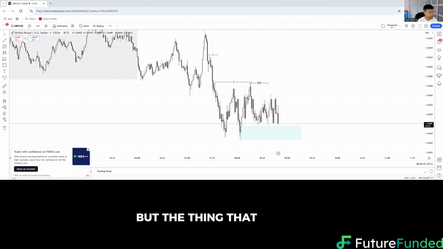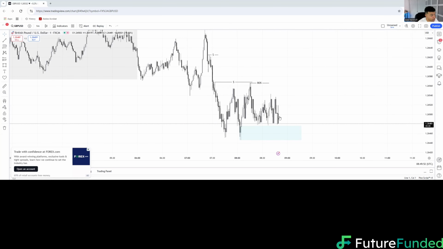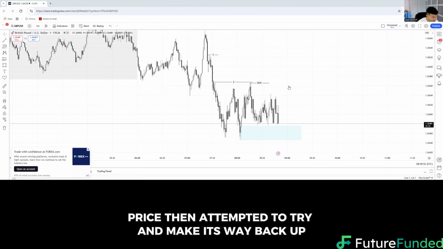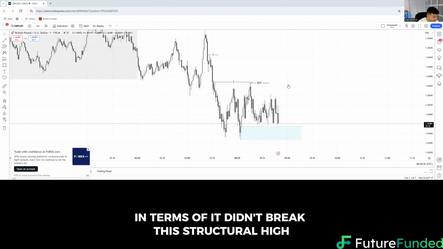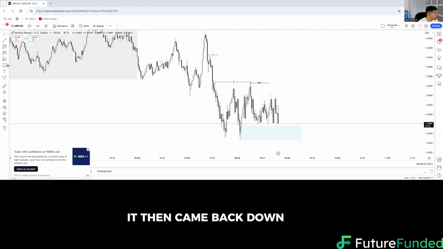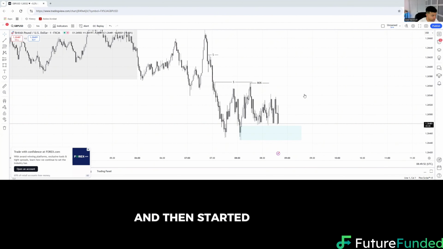All right, but the thing that really put me off was this. When we got this break of structure right here, we then got pushed down. Price then attempted to make its way back up. It failed, so it created a failed high, in my opinion, in terms of it didn't break this structural high. It then came back down and tapped into this 1-minute POI and then started to move away.